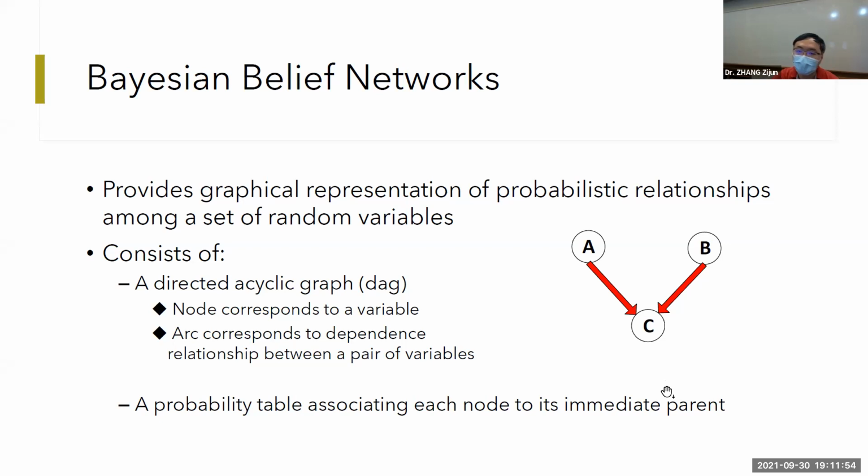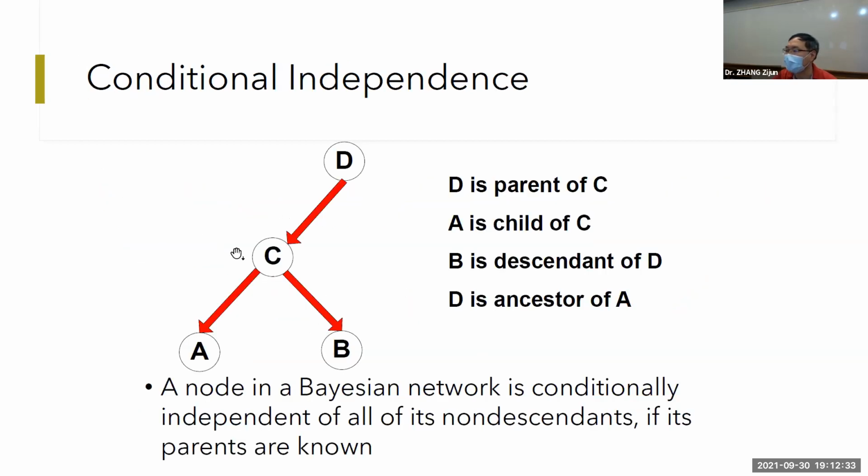So one important thing in implementing this Bayesian belief network is that you need to generate a probability table associating each node to its immediate parents. So who are the nodes in this graph? Who is the child and who is the parent? How to determine the relationship? We can go to the next slides.